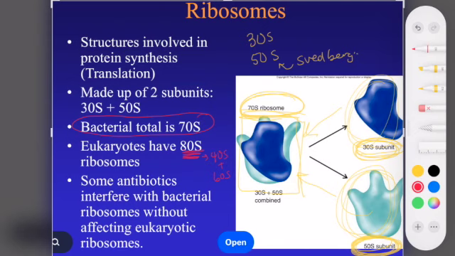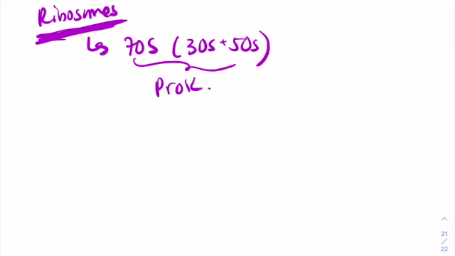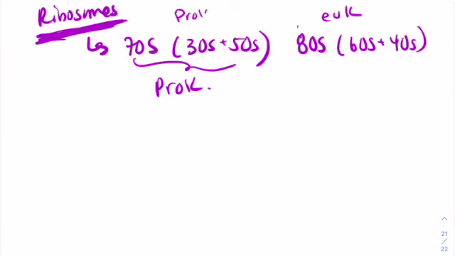So if you take an antibiotic that will destroy cells that have 70S ribosomes in them, they'll leave your cells alone. So that's really, really cool. And actually, this is a good time to talk about this. Okay, so ribosomes in prokaryotes are 70S, which is a 30S plus a 50S. And they're 80S in eukaryotes, which is a 60S plus a 40S. So these are eukaryotes. Prokaryotes over here.